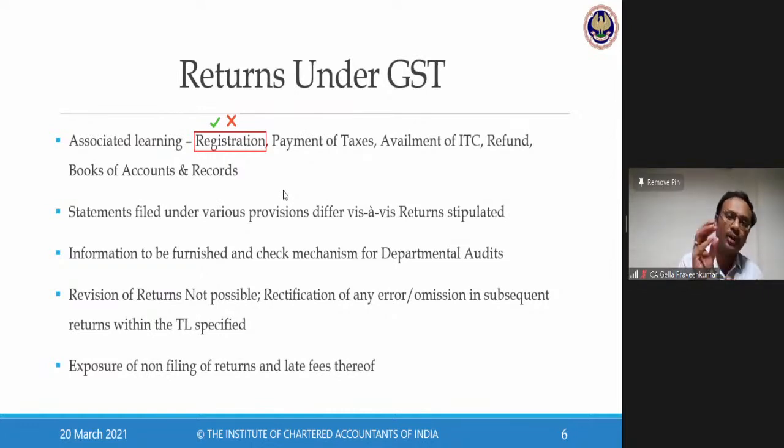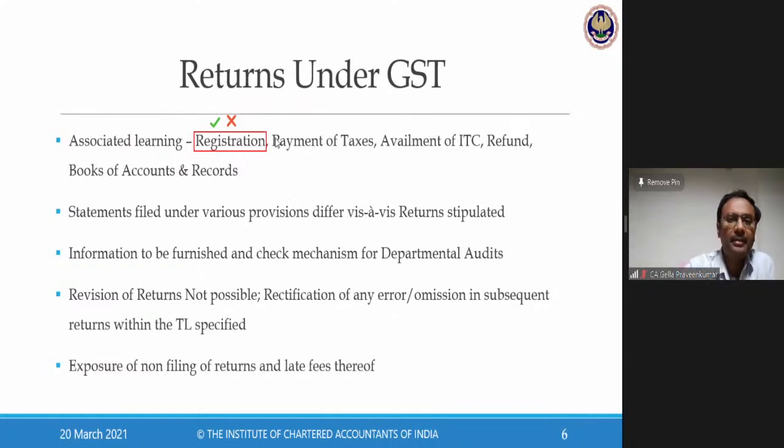As of now, for composition, continuously for a period of 3 tax periods, they say if you don't file your return, I'm going to cancel your registration. Other than composition, if you have defaulted for a period of 6 months, they say your registration is going to get cancelled. So first and foremost, my registration is linked with my filing of returns. If I file returns, registration is intact. If I default in filing of my returns, my registration is at stake for cancellation.